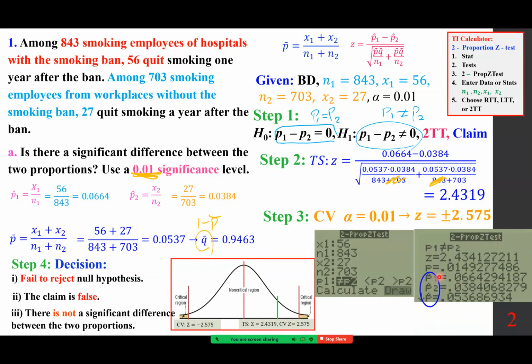For example, P1 hat is 0.0664, P2 hat. And then we have this value, which is the P bar, 0.053. And if you stop here, 6 changes to 7 because next to it is 8. And the P value, here's the P value, everybody. So P1 hat, P2 hat, P bar.